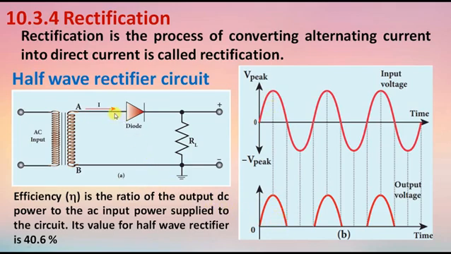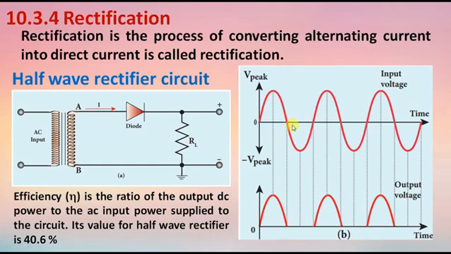Next we are going to see the negative half cycle. When the negative half of the AC input passes through the circuit, the A terminal acts as negative and the B terminal acts as positive. Now the diode acts as reverse biased. That means there is no current flow inside the circuit. The voltage drop across RL also does not occur.